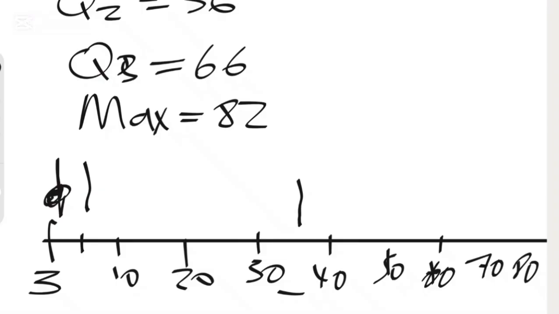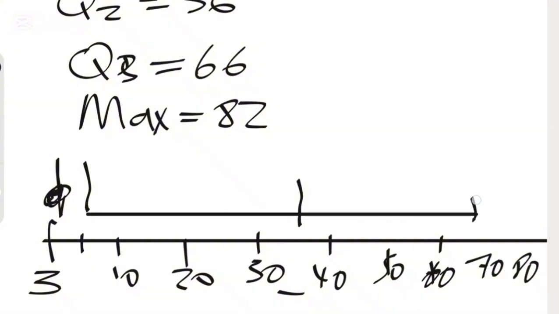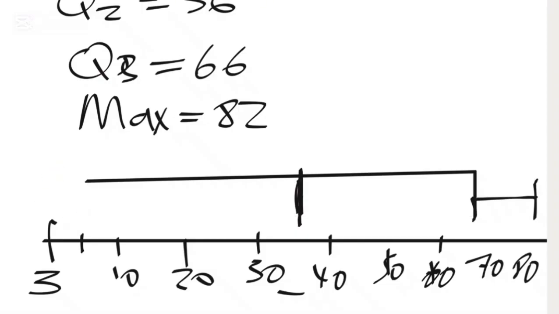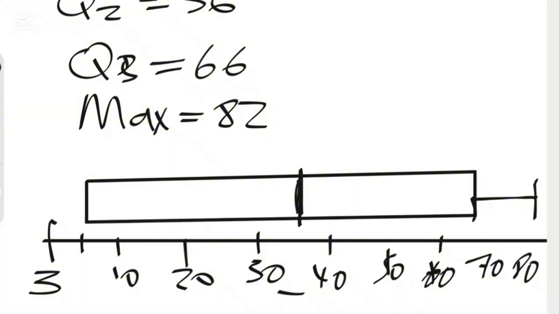And then Q3 is somewhere here, which is 66. So we join these things. Okay. You see that? Pardon me, my untidiness. And then the maximum is 82. You see? It is here. So you join it like this. Let me write it nicely. You see? That's a box and whisker.